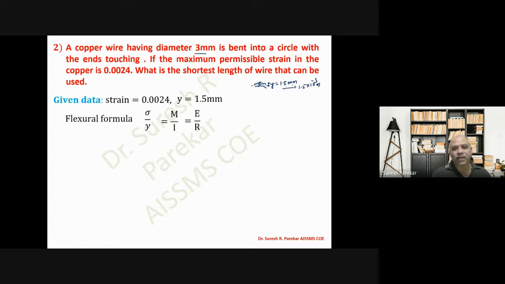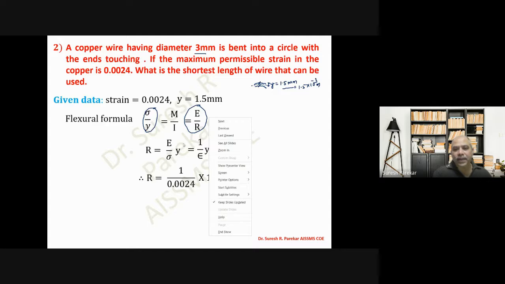We have the flexural formula like this, and again we go with the same terms we considered in the last problem. R is 1 upon epsilon into y. Therefore R is 1 upon 0.0024 into 1.5. We consider this in millimeters, and from this we get the radius of curvature as 625 millimeter.